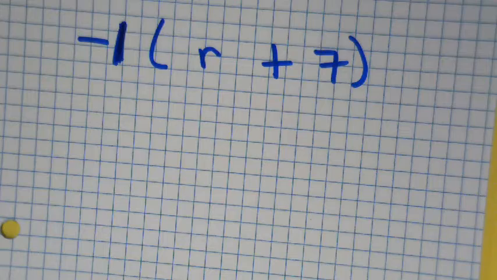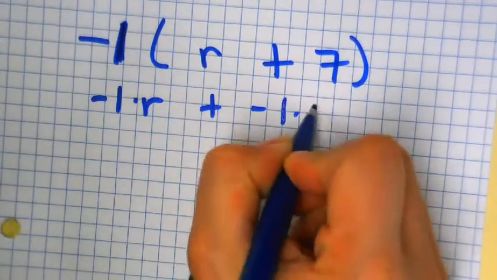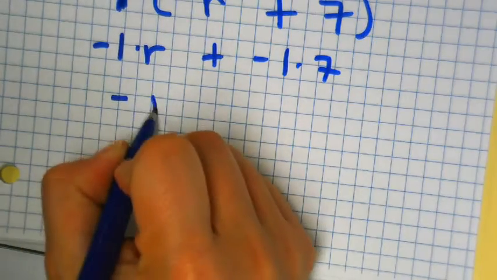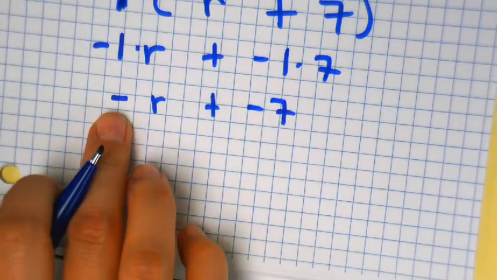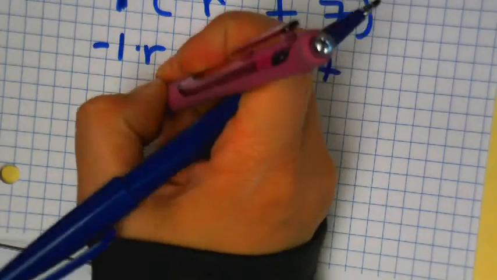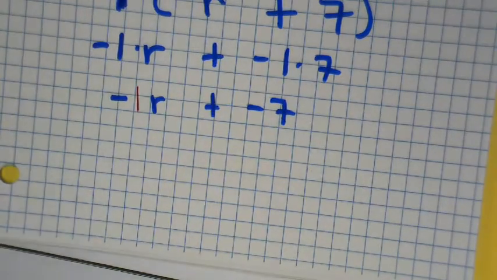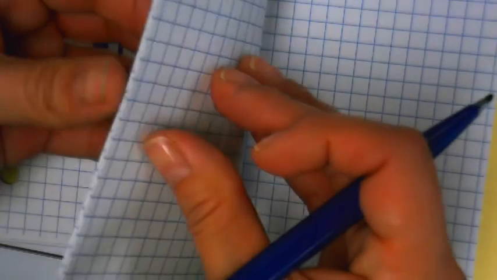Distribute the -1. And what's our answer, guys? Negative R plus -7. Yep. Now, can I write the 1 here? Yeah. Are we okay with this? All right, now let me give you a hard one.